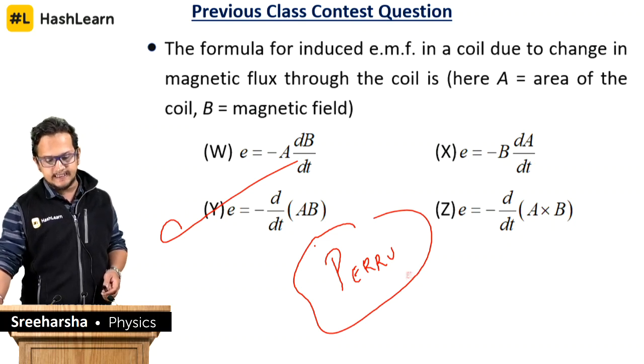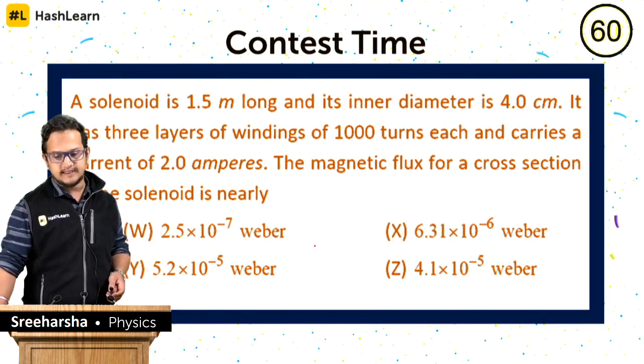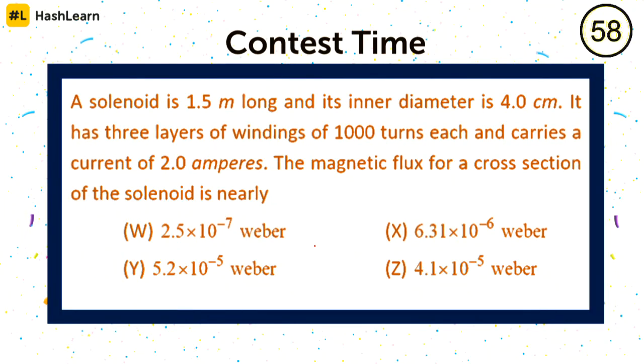So now we have the contest question. A solenoid is 1.5 meter long and its inner diameter is 4 centimeter. It has 3 layers of winding of 1000 turns each and carries a current of 2 amperes. The magnetic flux for a cross section of the solenoid is nearly equal to how much? 2.5 into 10 power minus 7 Weber, 6.31, 5.2 or 4.1.